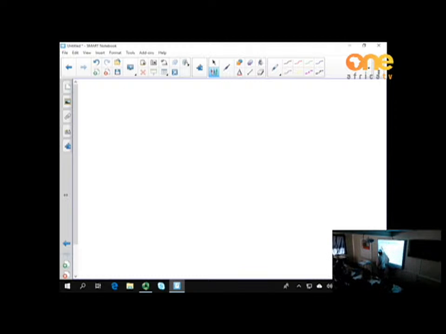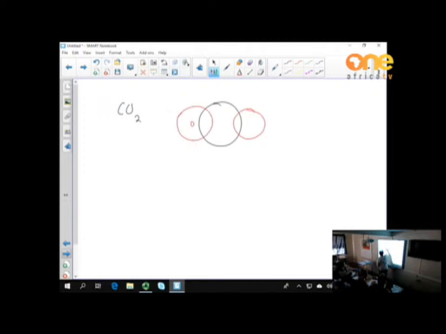In other words, something like carbon dioxide is covalent because we have carbon and we have two oxygens. Okay, there's an oxygen and there's an oxygen. Here we have carbon. Carbon has how many outer shell electrons? It's got 4. It's looking for 4. So how many must it share? 4. Oxygen has got how many outer shell electrons? 6. It's looking for 2, so it must share 2.